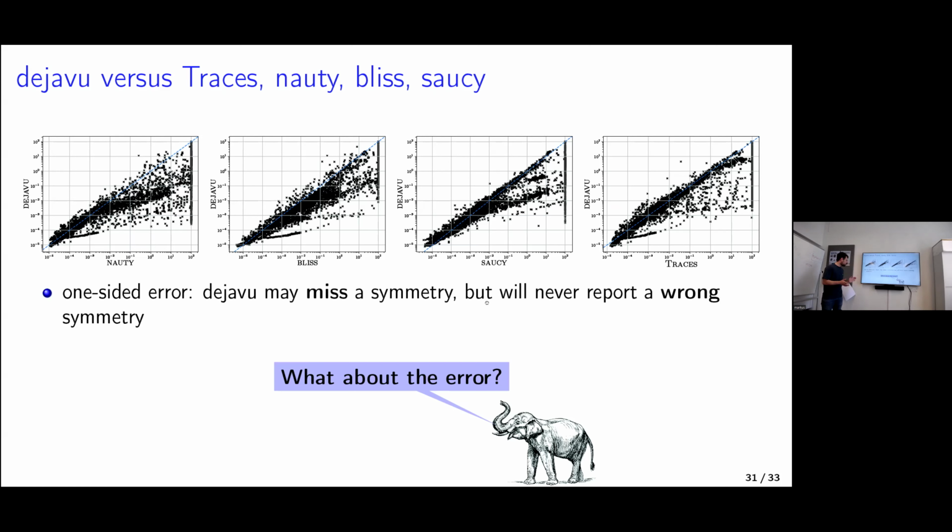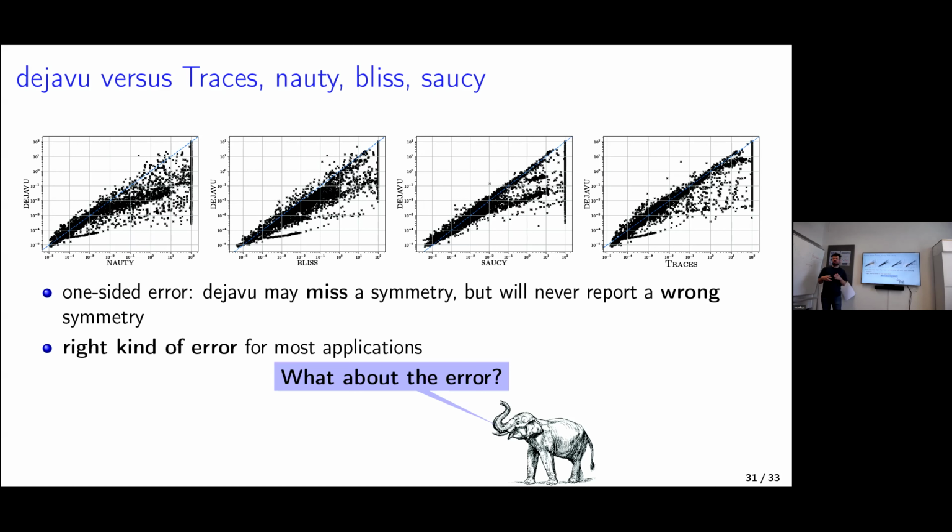First of all, I should mention that the user can specify the error probability. So you can tell it how likely the error is allowed to be. Also, it has one-sided error. So the tool may miss a symmetry, but it will never give you a wrong symmetry, unless there are bugs, of course. And I should also mention that this is the right kind of error for most applications. Not all applications, but most.